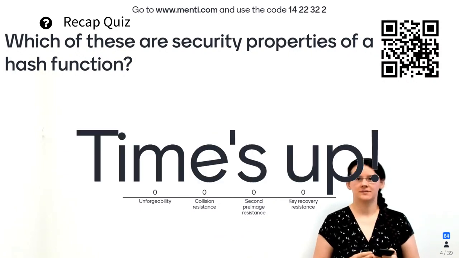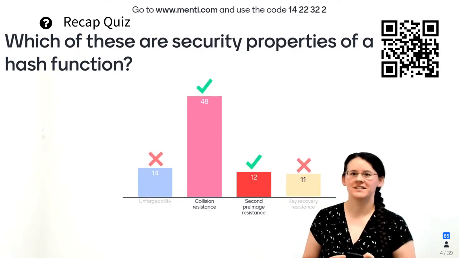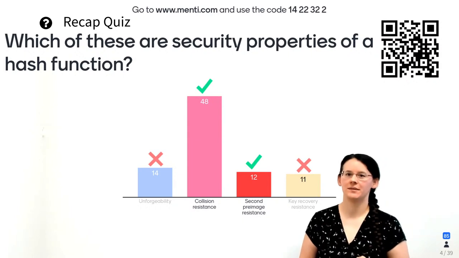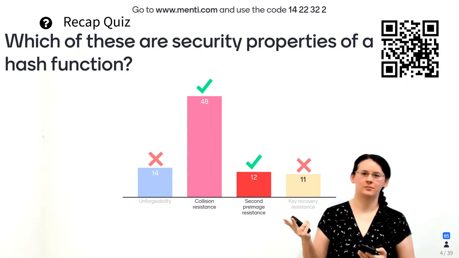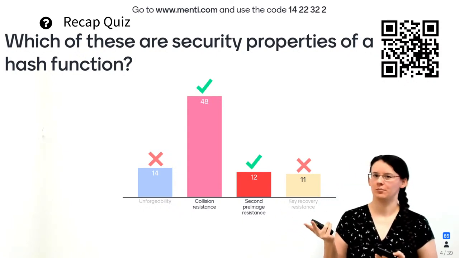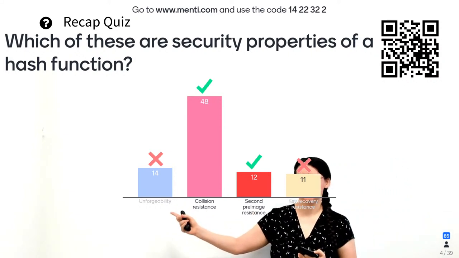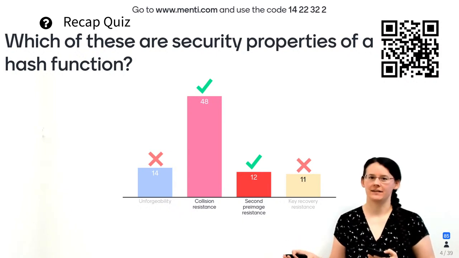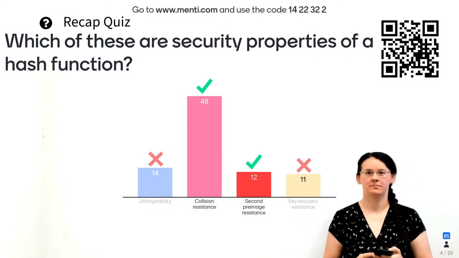Time's almost up. And collision resistance is the most popular answer. It's also one of the two correct answers, the other being second pre-image resistance. So collision, pre-image, and second pre-image resistance are the three classical properties of a hash function. We also did mention unforgeability last week, which probably explains why it got some points. This is because unforgeability is the main property of MACs. And key recovery resistance is also something provided by MACs.